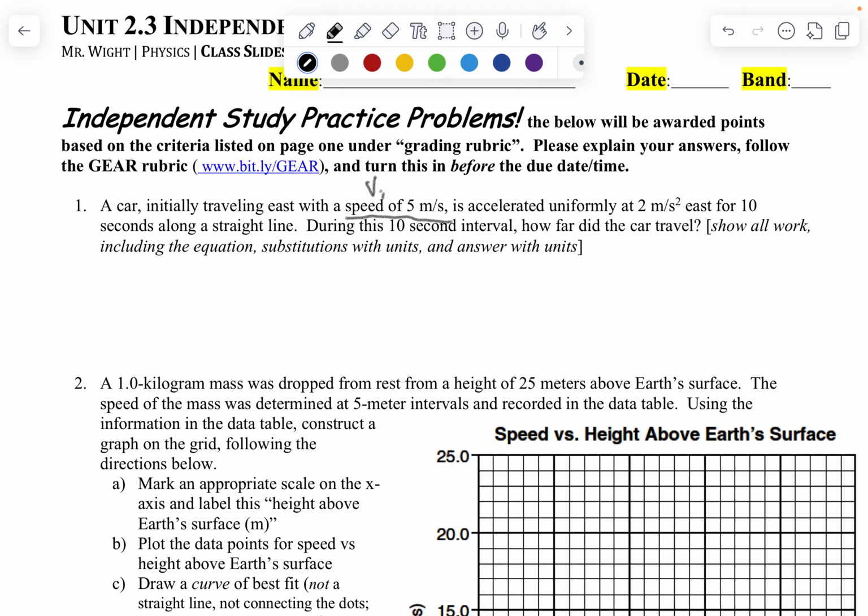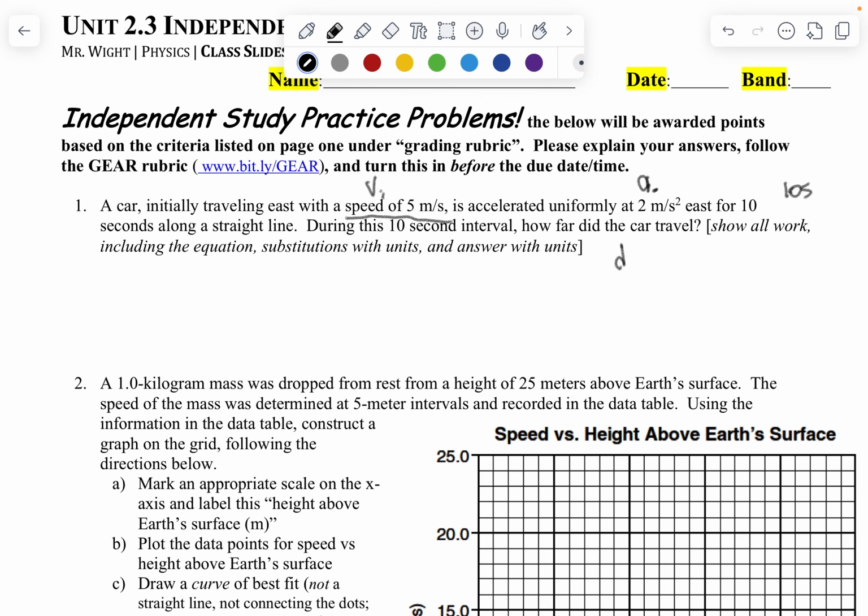And then it is accelerated uniformly at 2 meters per second squared. And so acceleration would be 2 meters per second squared. And then 10 seconds along a straight line. So we have 10 seconds. During this 10-second interval, how far did the car travel? When we hear how far does the car travel, what do we think of? How far? Displacement. And so we do D.